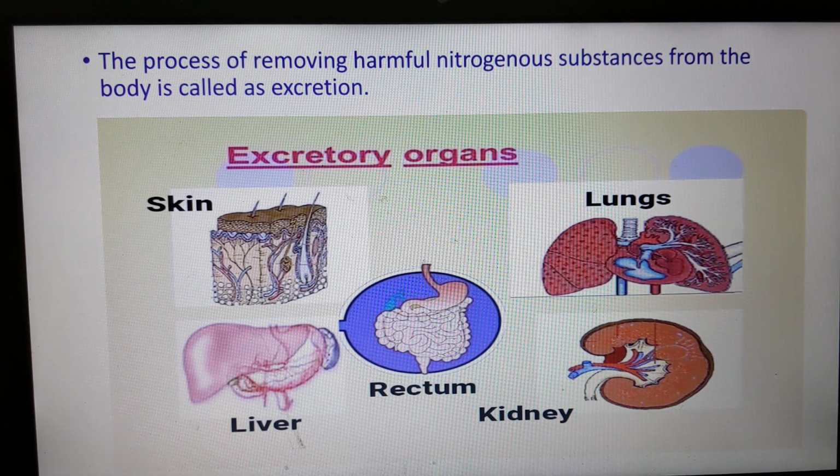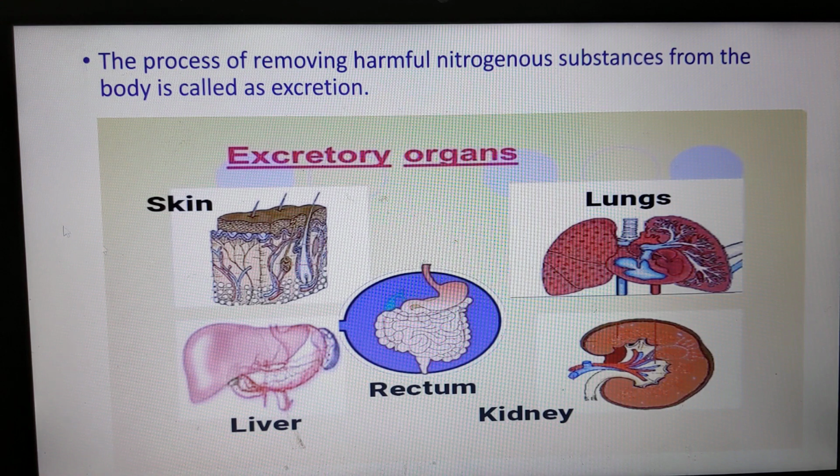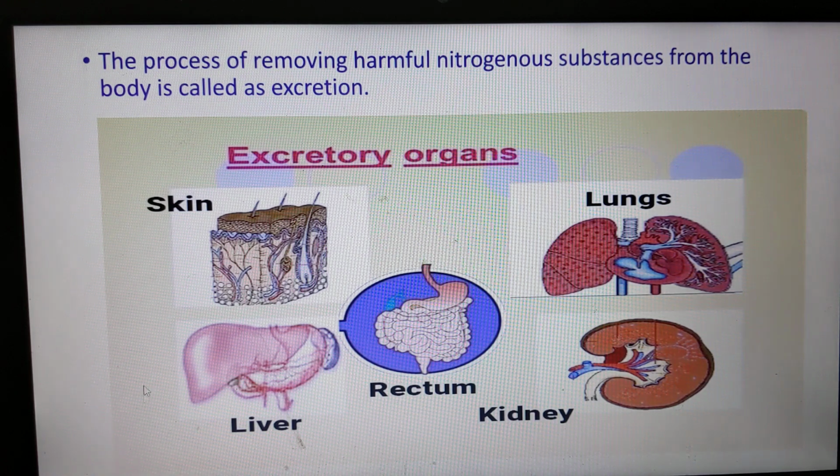Excretion is the removal of harmful nitrogenous substances. Like in the case of skin, we sweat, right? The sweat contains urea. So skin is an excretory organ where harmful waste substances, the urea, are removed. In the lungs, we take in oxygen and carbon dioxide is removed, so lungs are also an excretory organ. The liver helps in the removal of nitrogen and the kidney removes waste in the form of urine.